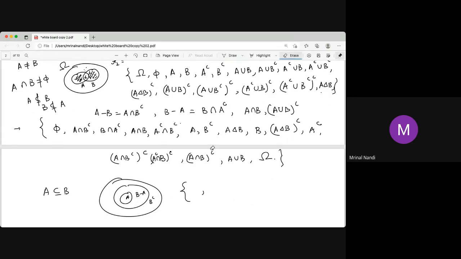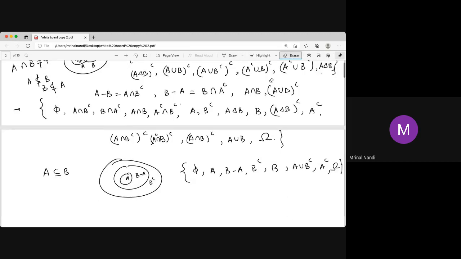Start with 5. Take one at a time: the atoms A, B minus A, and B complement. Then take 2 at a time. So 2 at a time is B, and then A union B complement, and then A complement. And take now 3 at a time, so the whole omega.